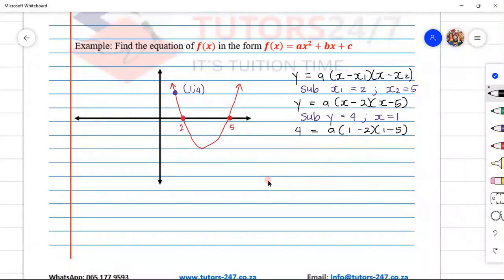Now from this point we can put both those brackets onto our calculator. So open a bracket, 1 minus 2, close the bracket, open a new bracket, 1 minus 5, and that gives us 4. So we have 4 equals 4a. From here we can divide both sides by 4, and our a value is therefore 1. Now that we've found our a value, we can now substitute our value of x1, our value of x2, and our value of a into our x-intercept form.